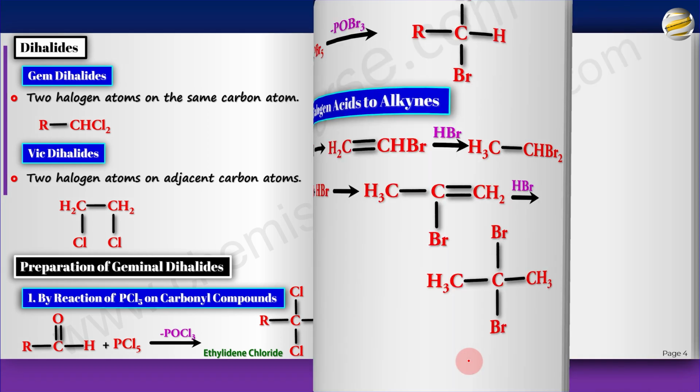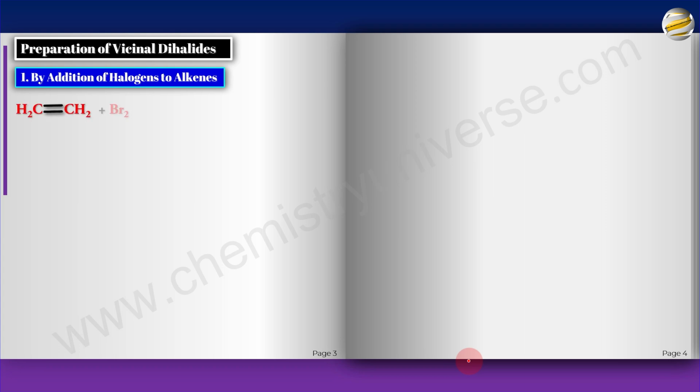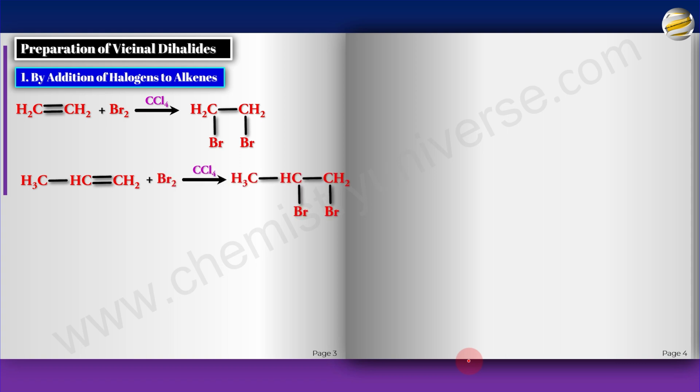So now let's look at the preparation of vicinal dihalides. The first is addition of halogens to alkenes. This we've already done. We have an alkene, we add halogen. We did this in halogenation. We use a non-polar solvent and the two bromines get added. You get a vicinal one. Similarly, you take another alkene here and you get something similar.